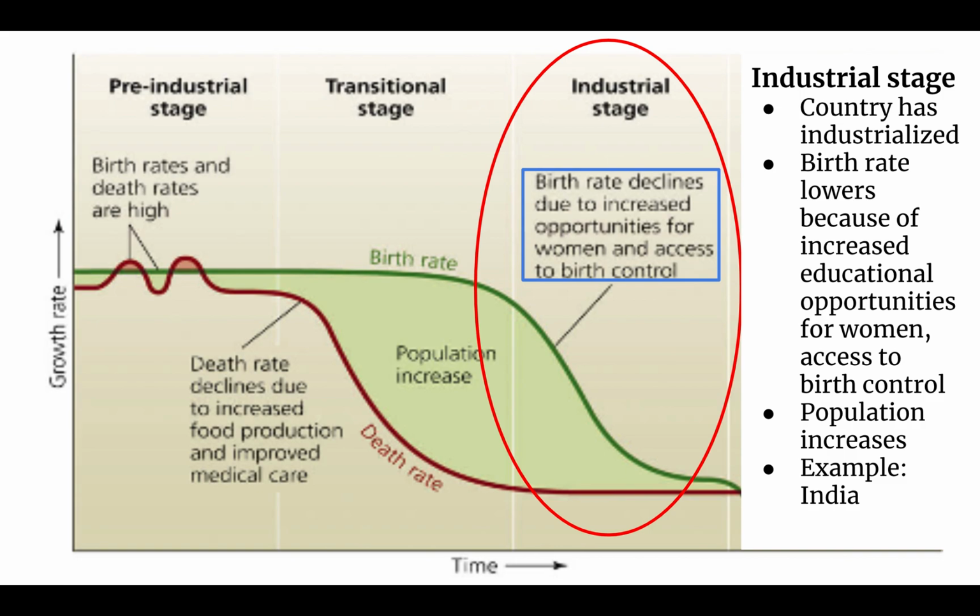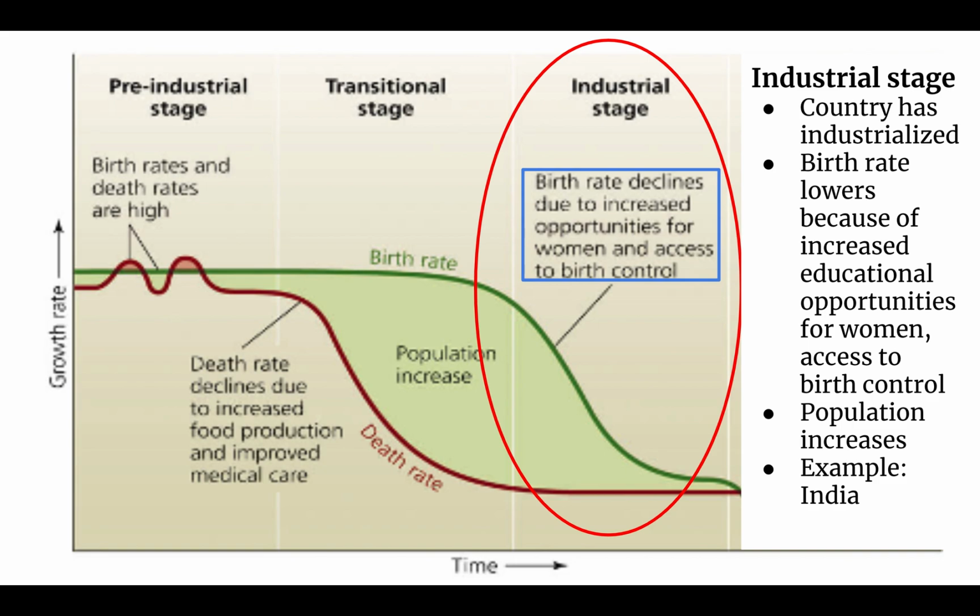The reason that the birth rate is lowering is because of increased educational opportunities for women and access to birth control. So as you guys remember when we had the fertility rate conversation, educational opportunities for women means more women in the workforce, which means that many of them may have less time to take care of children in the home. And so that's why your birth rate is going to go down. And then access to birth control, you have less overall pregnancies, means that you have a lower birth rate.